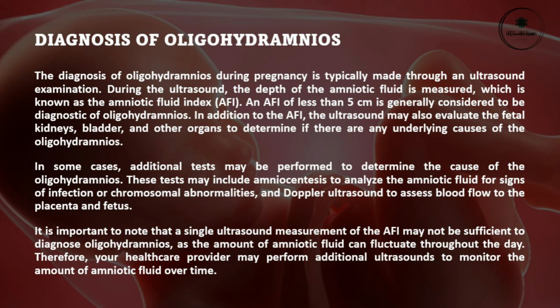Diagnosis of oligohydramnios. The diagnosis of oligohydramnios during pregnancy is typically made through an ultrasound examination. During the ultrasound, the depth of the amniotic fluid is measured, which is known as the amniotic fluid index (AFI). An AFI of less than 5 cm is generally considered to be diagnostic of oligohydramnios. In addition to the AFI, the ultrasound may also evaluate the fetal kidneys, bladder, and other organs to determine if there are any underlying causes of the oligohydramnios.